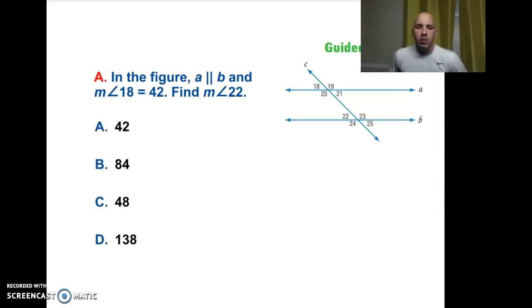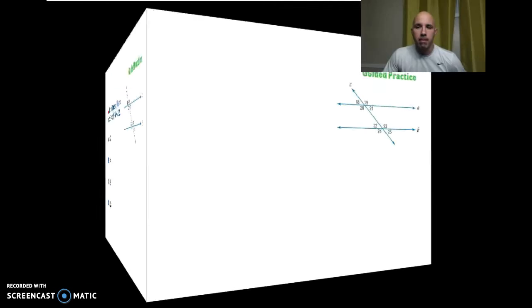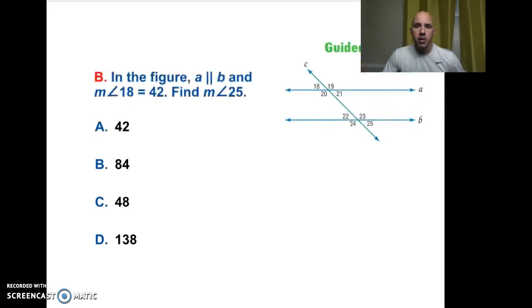Remember, read the instructions here and figure out what the measure of angle 22 is, given lines A and B are the same. All right, again, another guided practice. A and B are parallel. Angle 18 is 42. Figure out what the measure of angle 25 is.